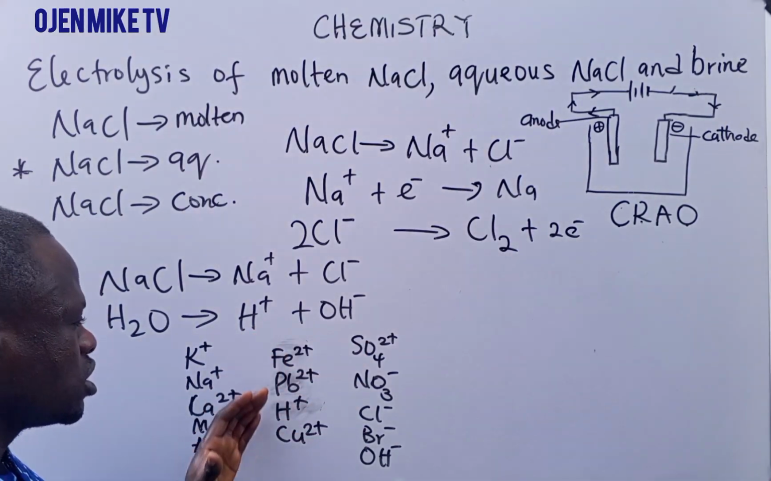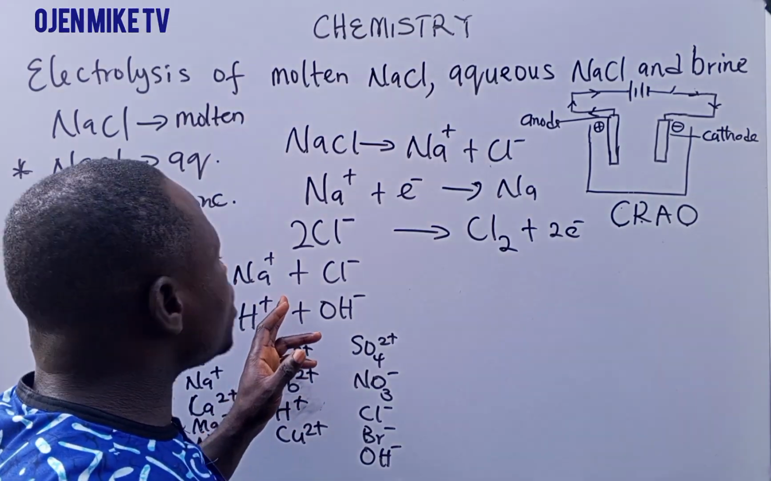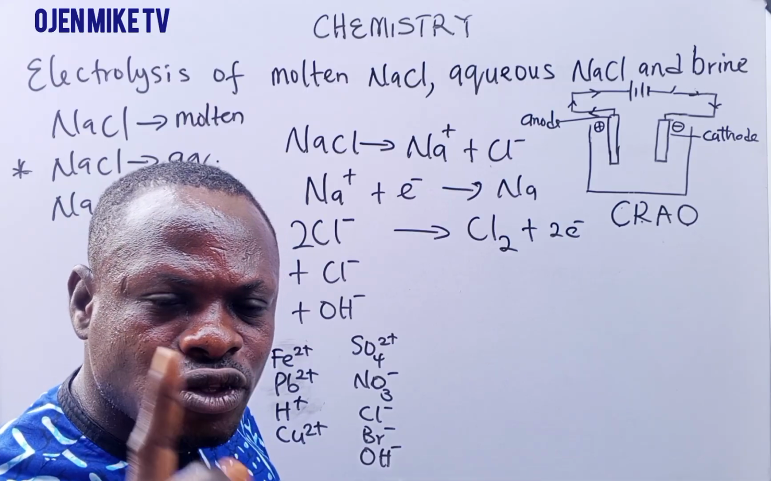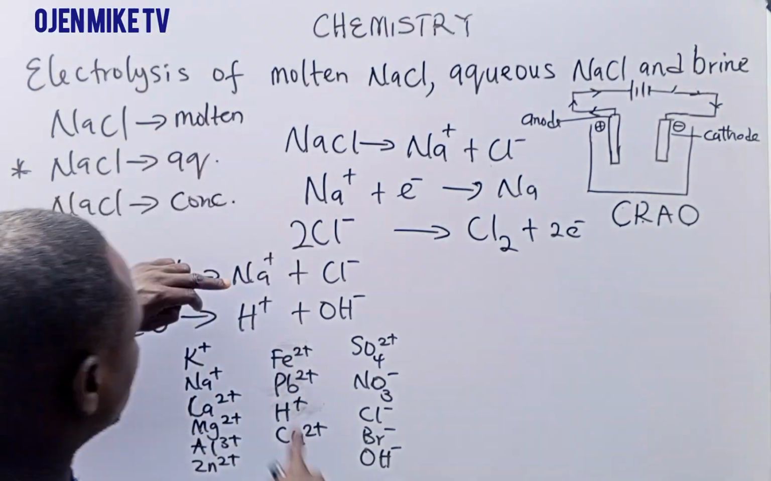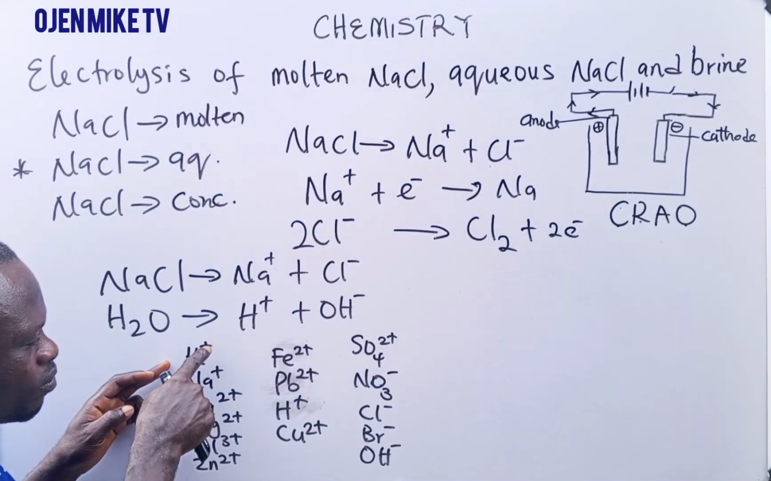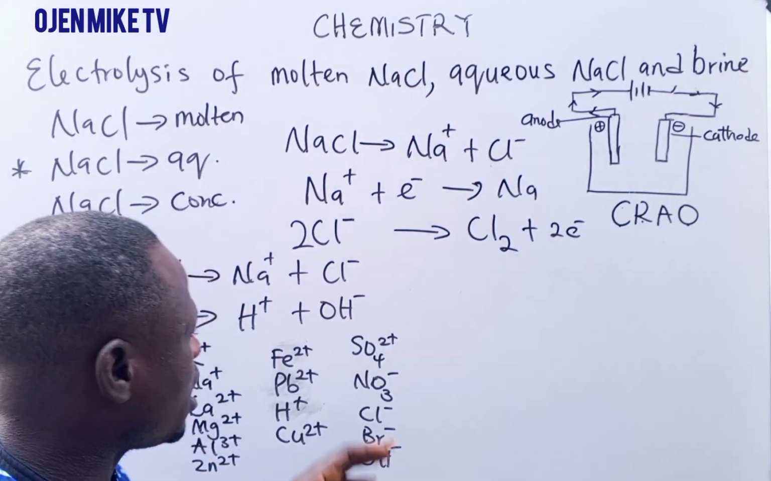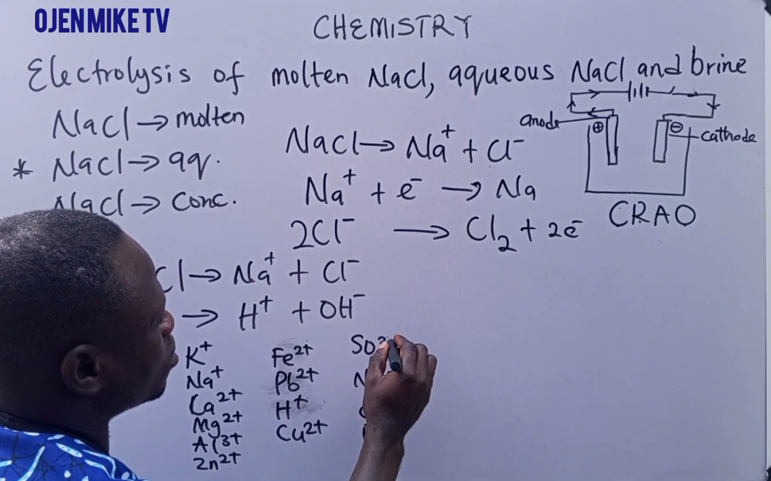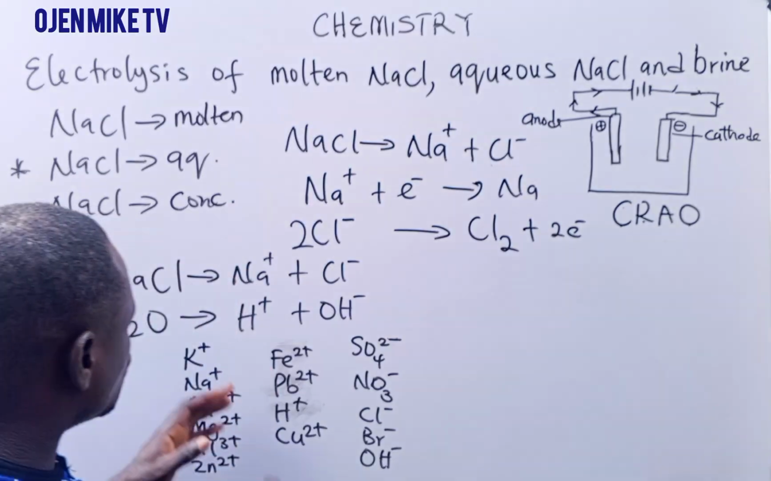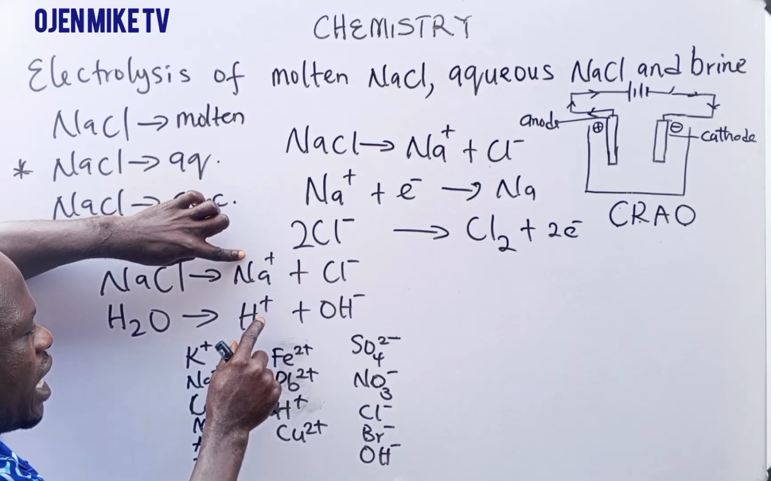Are you following? The positive and the negative. Now in the electrolysis of aqueous solution, the one that is lower in the activity series will be preferred to be discharged. If you look at sodium and hydrogen, sodium is higher. We have potassium followed by this one. As you go down, the reactivity decreases. Likewise for the anions, as you go down, the reactivity decreases.